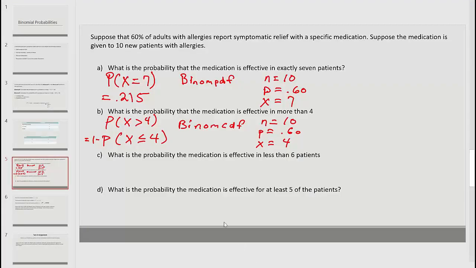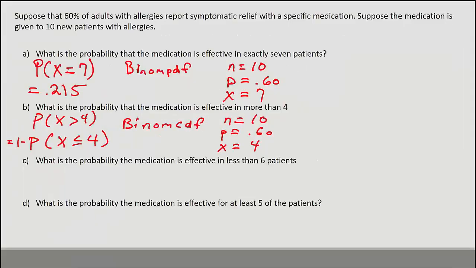So this equals 0.834. The key was the 1 minus, and we took the complement there. All right, so what's next? It's the probability that less than 6 patients get some relief. That's the probability that x is strictly less than 6.